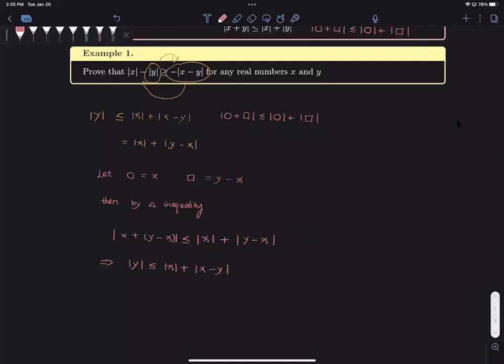Now I'm gonna move it back. I'm gonna move this to the other side, and this back to this side. So that's gonna be minus is less than or equal to absolute value of x minus absolute value of y. That's it. That's the end of my proof.